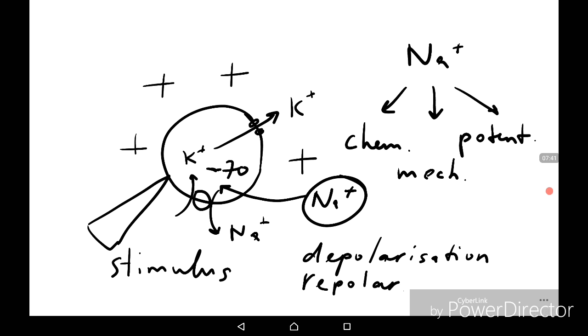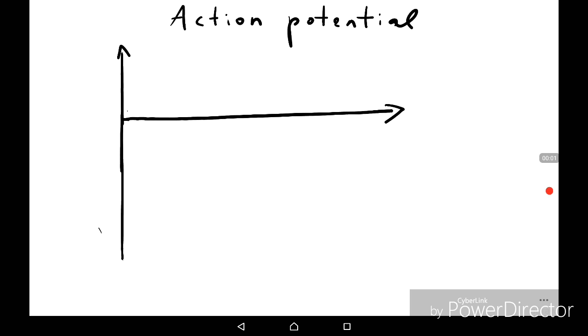Some extra amount of potassium is leaving the cell, and for a short period the cell becomes even more negative than in the resting state, and this is called hyperpolarization. We may draw the change of the membrane potential in the time course of depolarization on a graph. Now we will speak about the action potential.